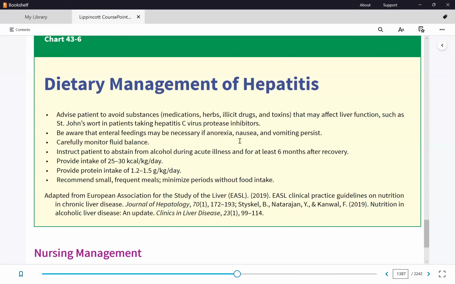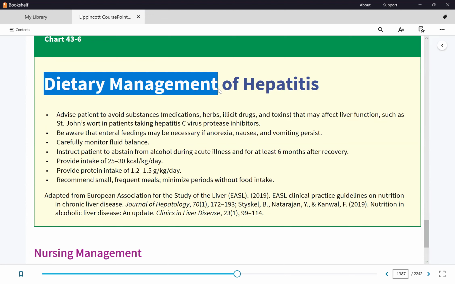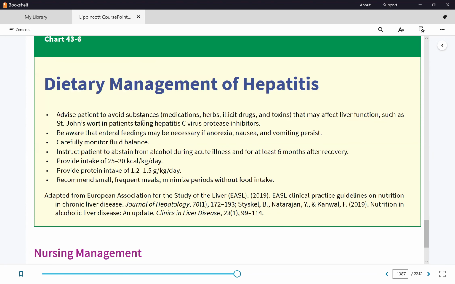Here's dietary management, which will be the same as with any other liver disease, meaning whenever the liver is injured, the patient actually requires high calorie intake. The patient is in a hypermetabolic state. However, the patient also needs a lot of rest. This chart only discusses dietary management. We'll discuss more on nursing management when we get to the chapter on cirrhosis.